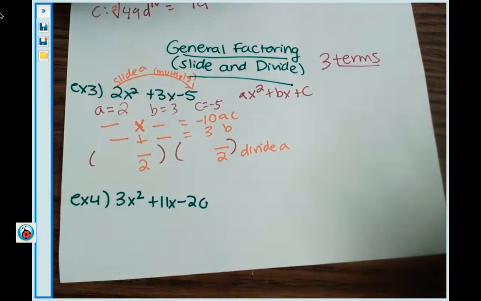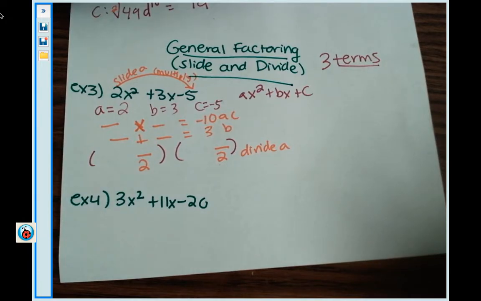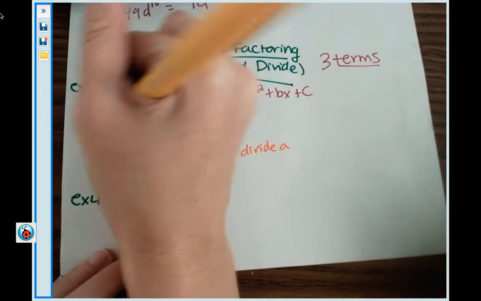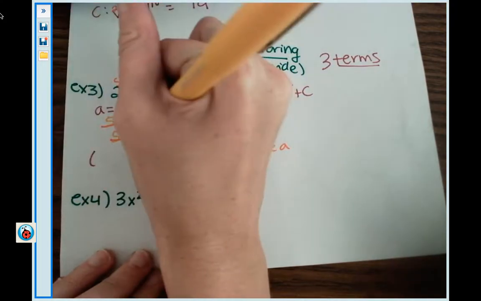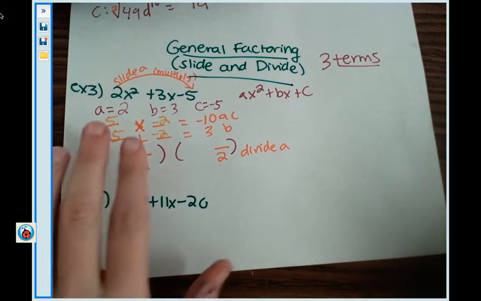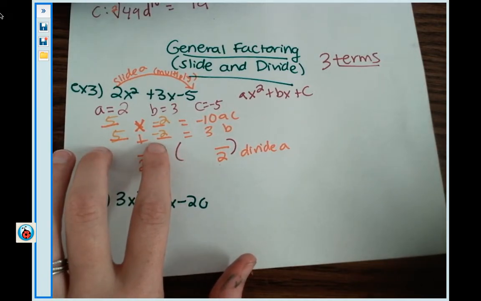And these must be the same exact number. So I need 2 things that multiply to be negative 10 and add to be 3. Holy hot dog, you guys are so smart. You're correct. This would be 5 and negative 2. So 5 and negative 2, and 5 and negative 2. Again, you guys, these must be the same values.